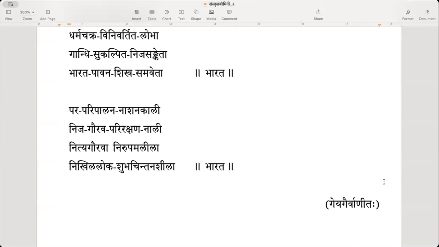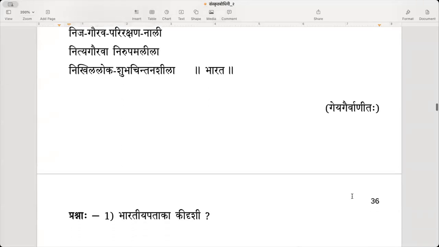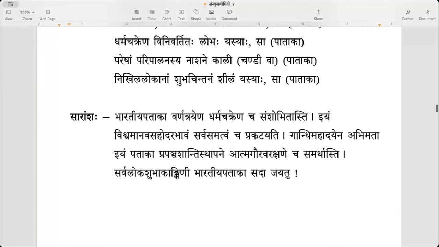Then Nikila Loka Shubha Chintana Shila. So she is always engaged, she induces well-being. People think about the well-being of others. Shubha Chintana Shila. So if you look at the Saramshaha here, it'll explain a little bit better some of those.